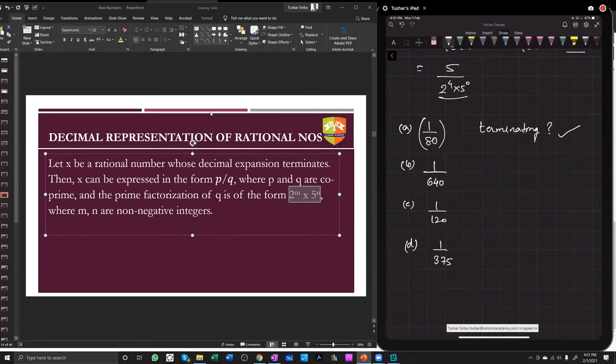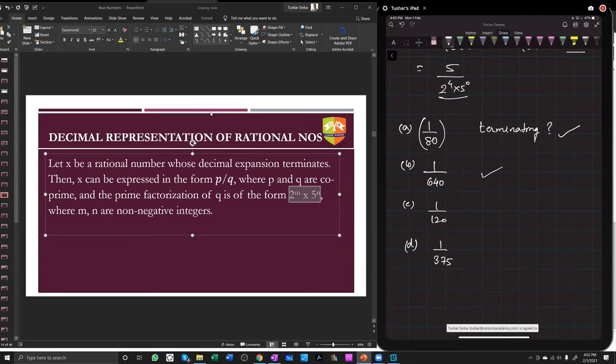What about B? Is B terminating, 1/640? Is B terminating decimal representation? Come on, folks. Respond. All of you. Where is the energy level? How will you get Centum? Hello, guys. Yes or no? B is terminating or not? Only 3 people. Shreyas, Arjun, Sharduli, Devjit. Okay, so Aryan has done all.